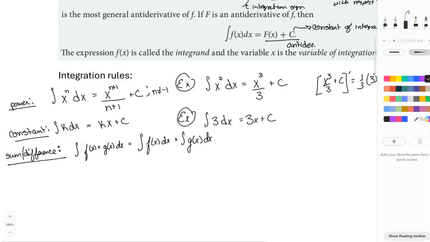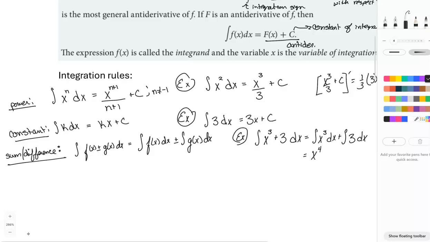And then adding them together. And the same thing would be true if I'm subtracting, so I can combine those rules that way. For instance, suppose we wanted to integrate x cubed plus 3 with respect to x. So I could think about integrating x cubed and then integrating 3.